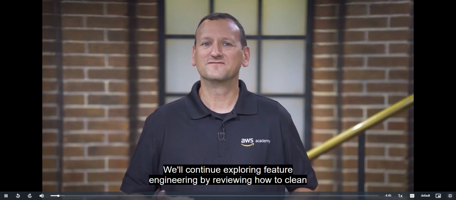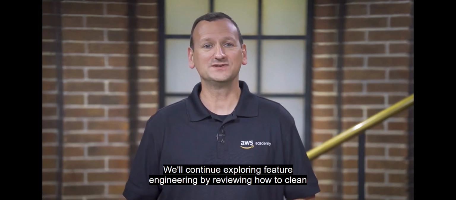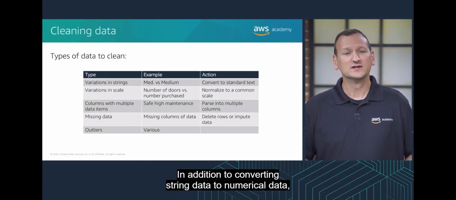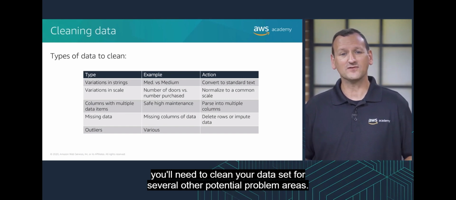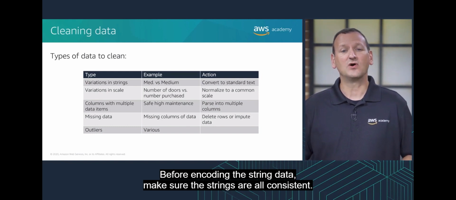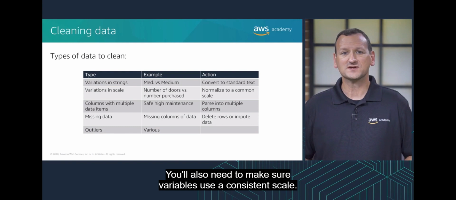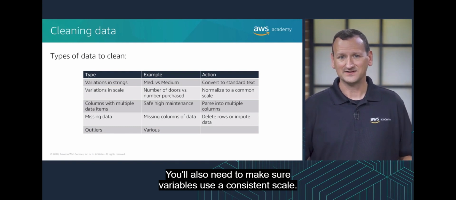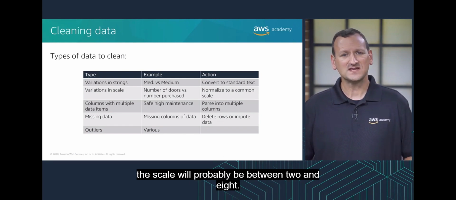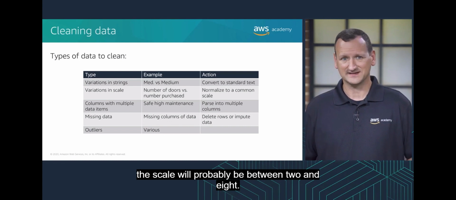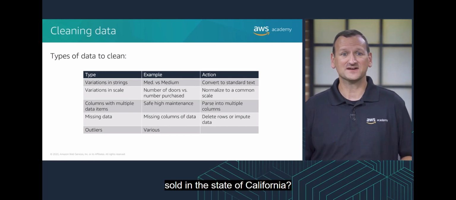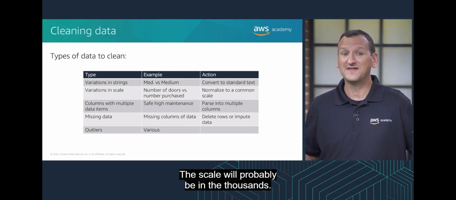We'll continue exploring feature engineering by reviewing how to clean your dataset. In addition to converting string data to numerical data, you'll need to clean your dataset for several other potential problem areas. Before encoding the string data, make sure the strings are all consistent. You'll also need to make sure variables use a consistent scale. For example, if one variable describes the number of doors in a car, the scale will probably be between 2 and 8. But if another variable describes the number of cars of a particular type sold in the state of California, the scale will probably be in the thousands.